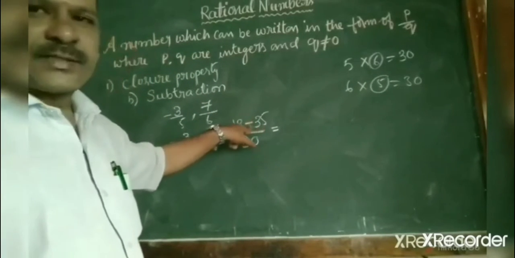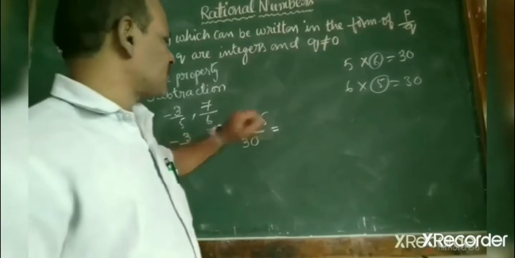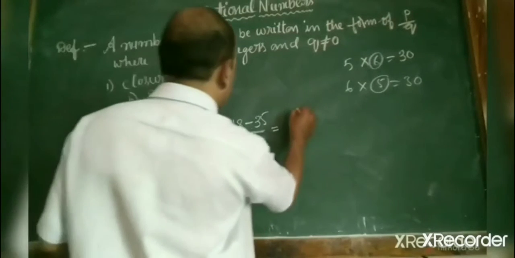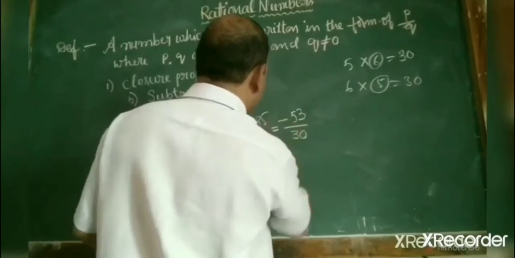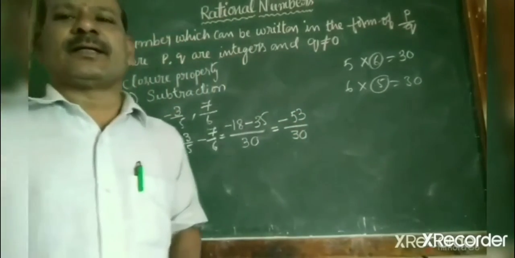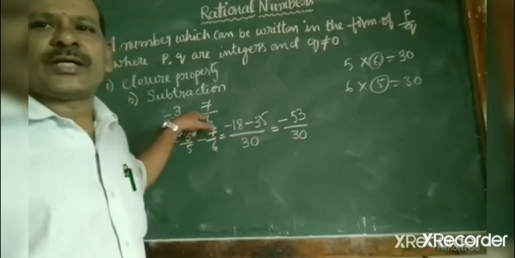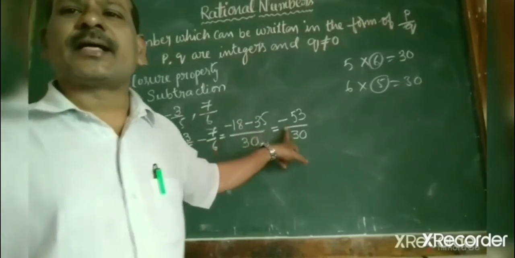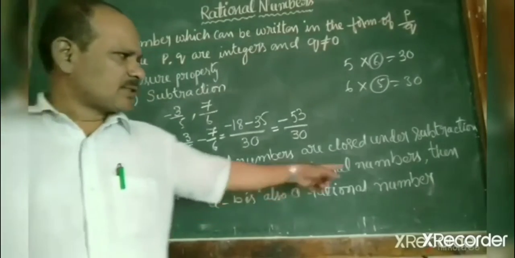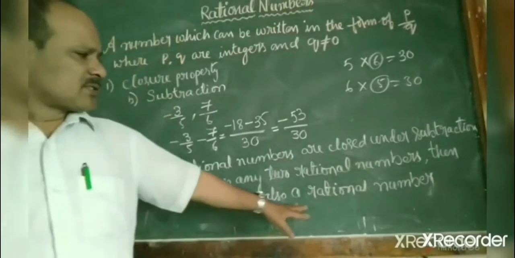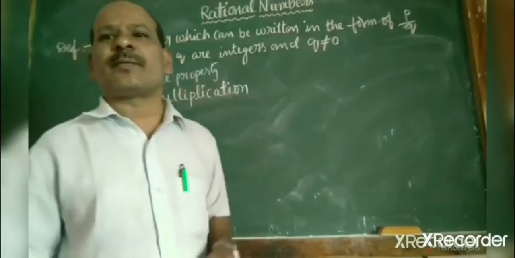Both are having the same sign, so we have to do addition. Minus 18 plus minus 35 gives minus 53 by 30. This is also a rational number. When I am doing subtraction for two rational numbers, the result is also a rational number. So we can say that if a and b are any two rational numbers, then a minus b is also a rational number.